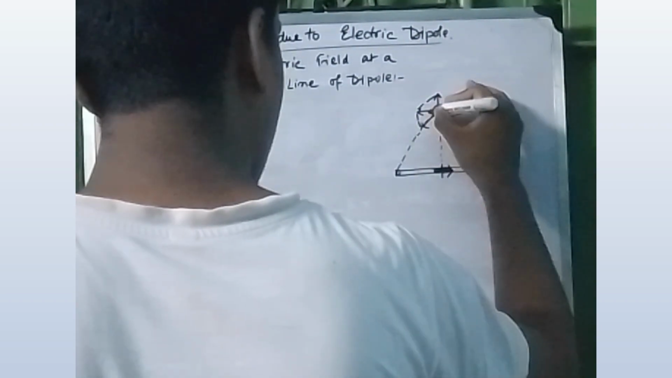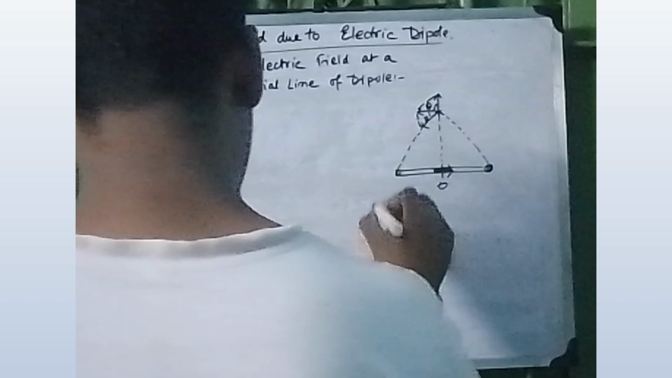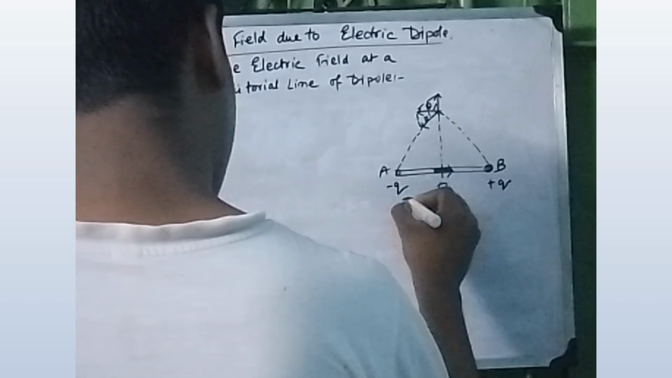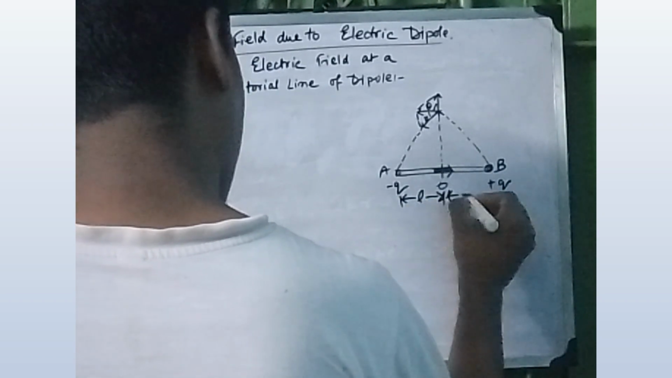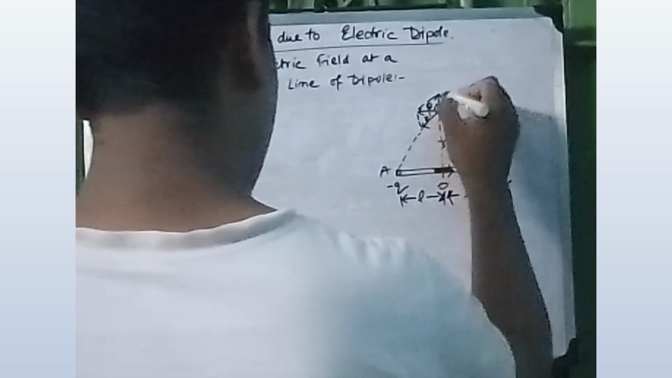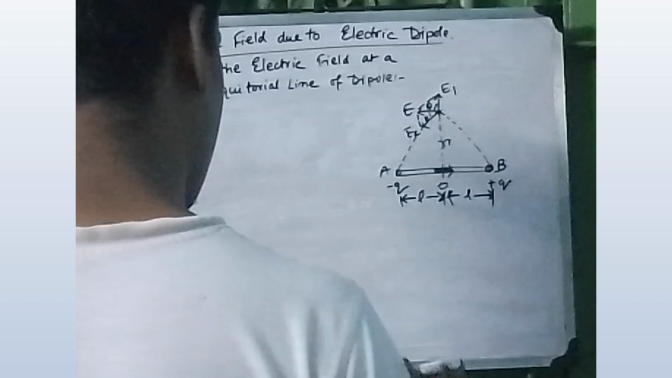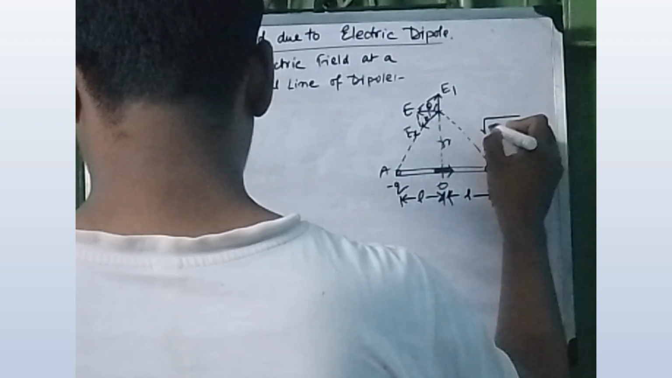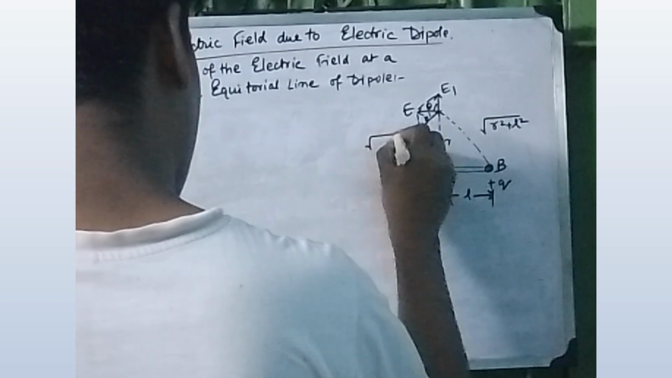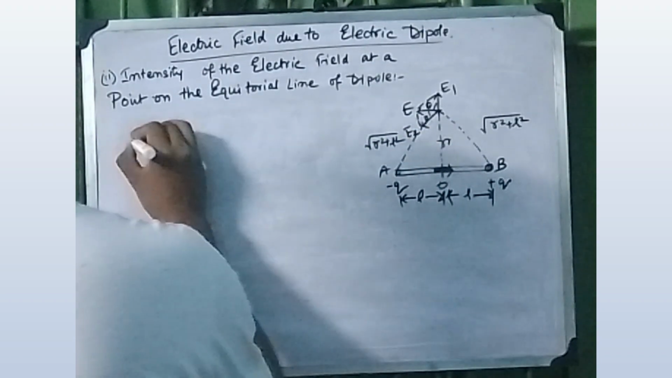Next, we will learn about the intensity of the electric field at the equatorial line of a dipole. For that, we have to first draw the diagram of the equatorial point. Let us mark 2 points in the given diagram as A and B. Let us name them as minus q and plus q. Let the length of AO and OB be l and l. E1 is the first field direction, E2 is the second direction, and the hypotenuse of the given triangle is measured as root over r square plus l square.